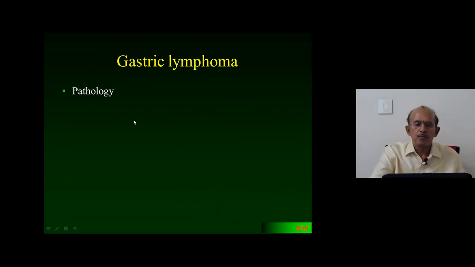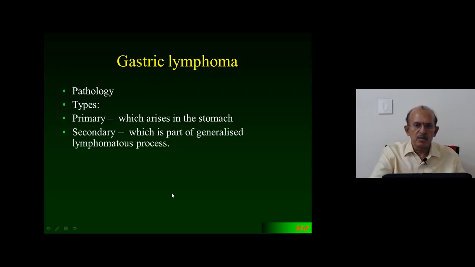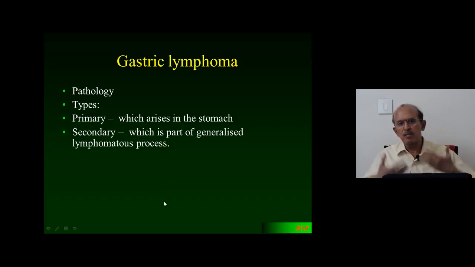Gastric lymphoma. Types: primary, which arises in the stomach; secondary, which is part of a generalized lymphomatous process. I hope you know about lymphomas, Hodgkin's lymphoma. Hodgkin's lymphoma has 4 stages. Stage 1 means the disease is confined to one region of lymph nodes. Stage 2 means 2 or more groups of lymph nodes are involved, situated either above the diaphragm or below the diaphragm.